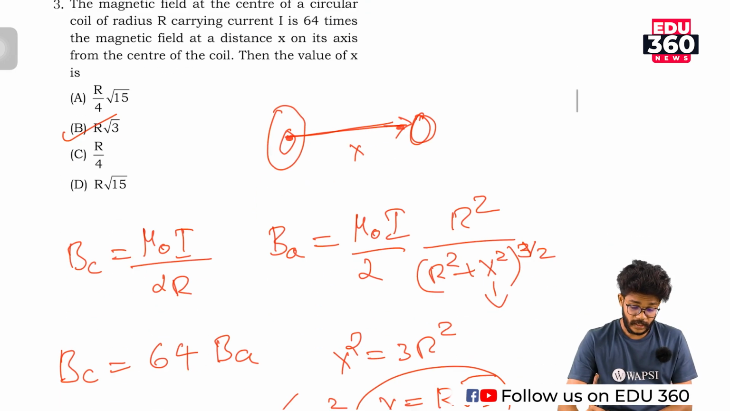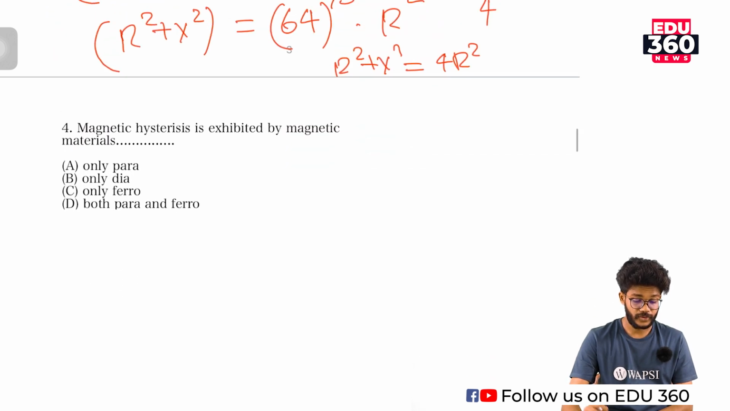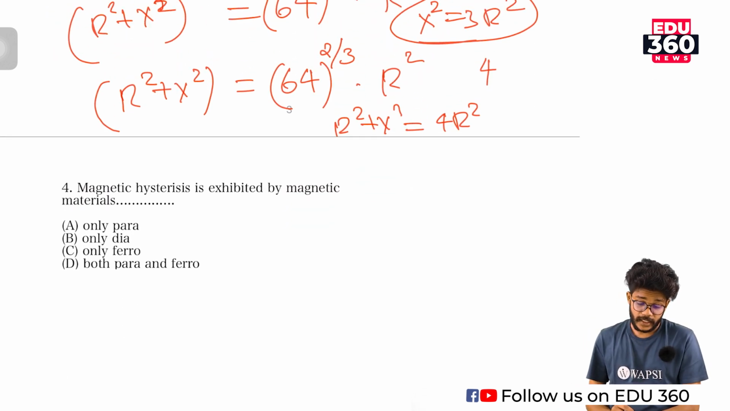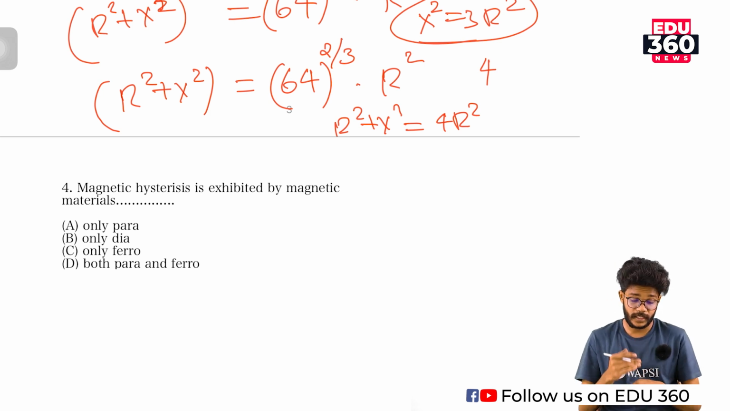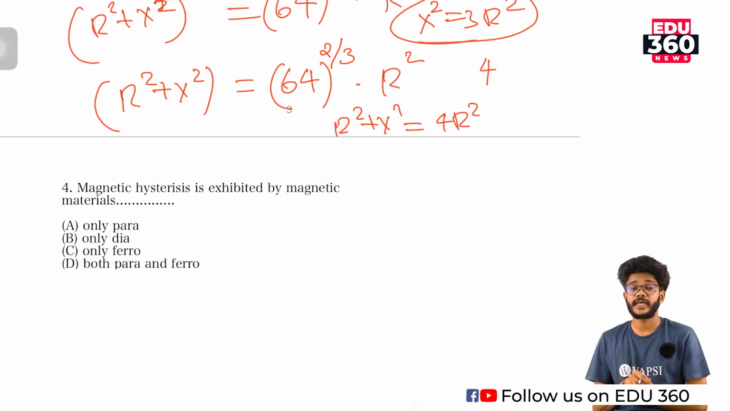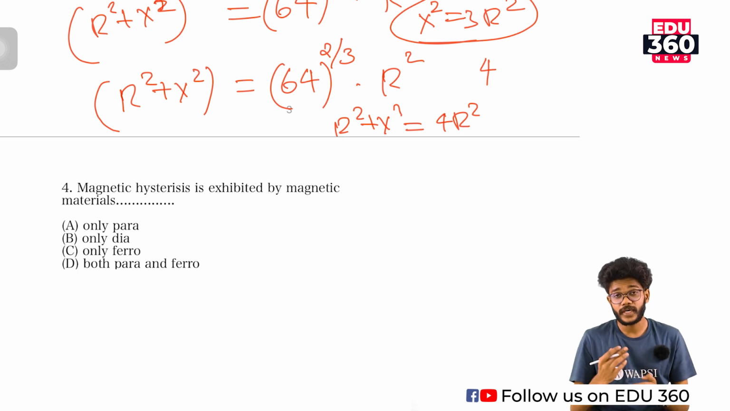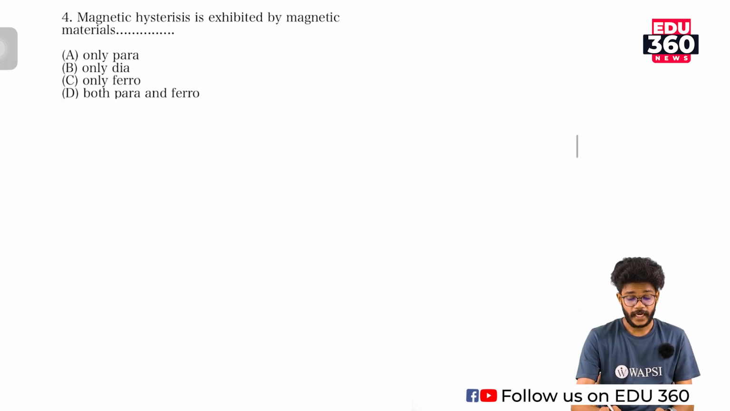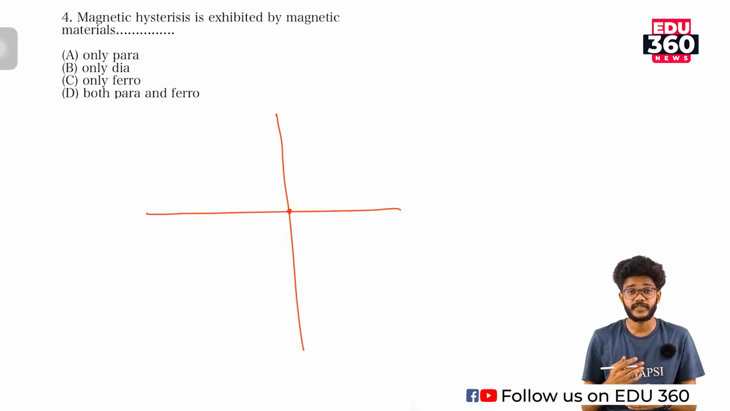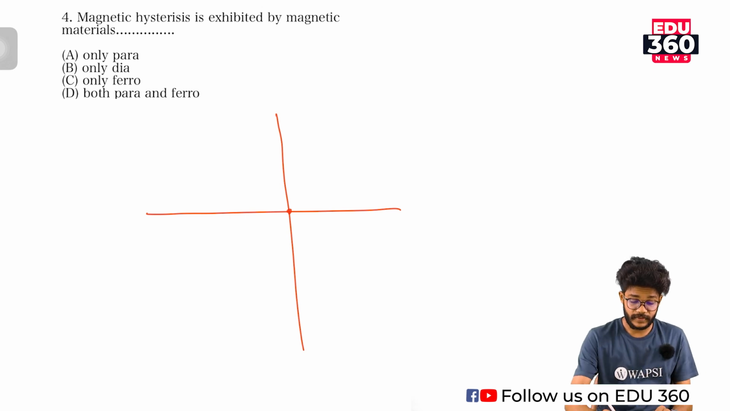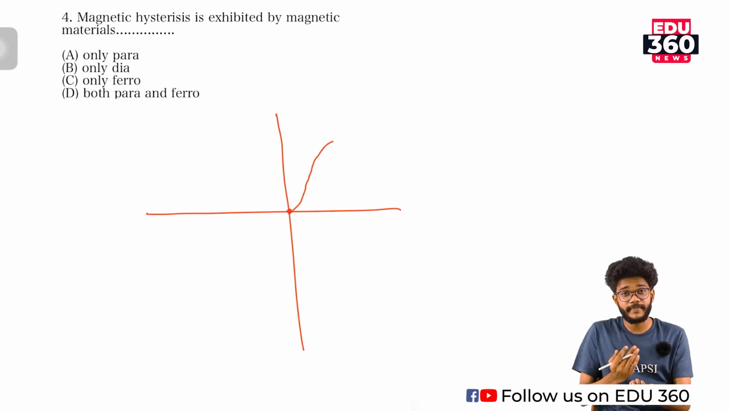Okay, so we can move to the fourth question. Magnetic hysteresis is exhibited by magnetic material dash. We want to find which magnetic material is responsible for hysteresis. Do you know the loop of hysteresis? I will draw a graph. When we give a magnetic field, the material starts to magnetize linearly and it will stop at a saturation level. Then demagnetize it.